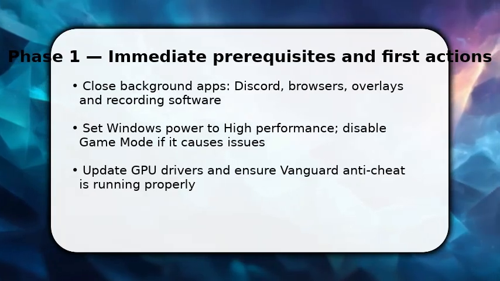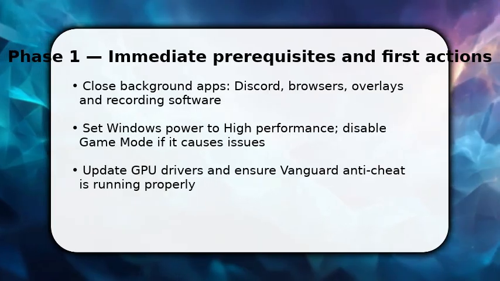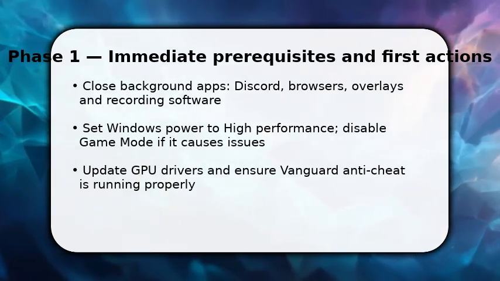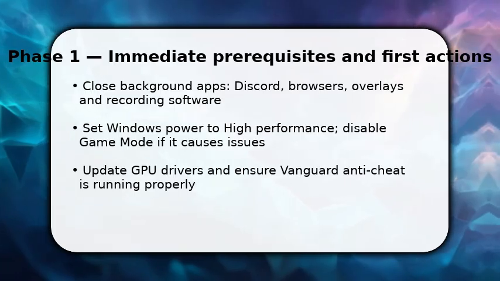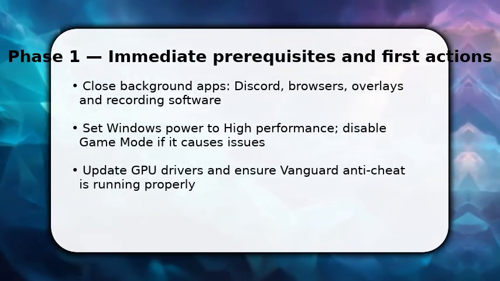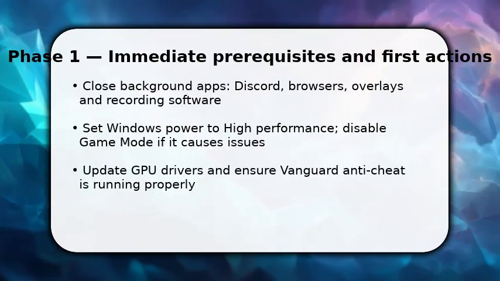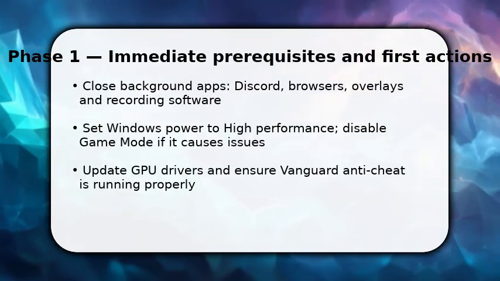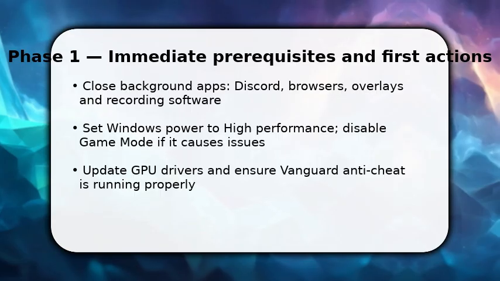You start by eliminating obvious interference, close overlays and background apps that hook input. Then, set Windows power to high performance. This prevents CPU scaling that stalls frames. Update your GPU drivers next. Outdated drivers cause stutters and input lag.